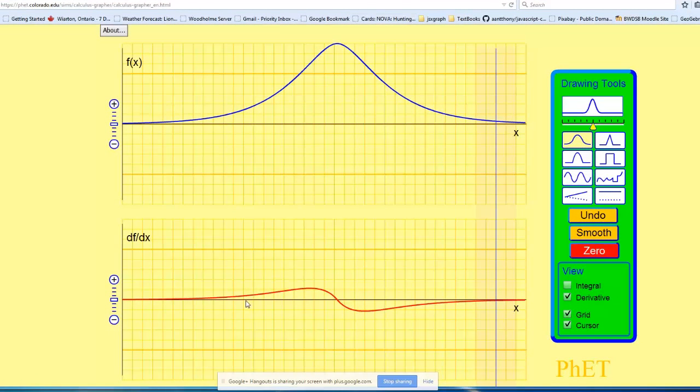So let's take a look at what the derivative looks like. So there it is. Okay? It goes with mine, so don't worry.